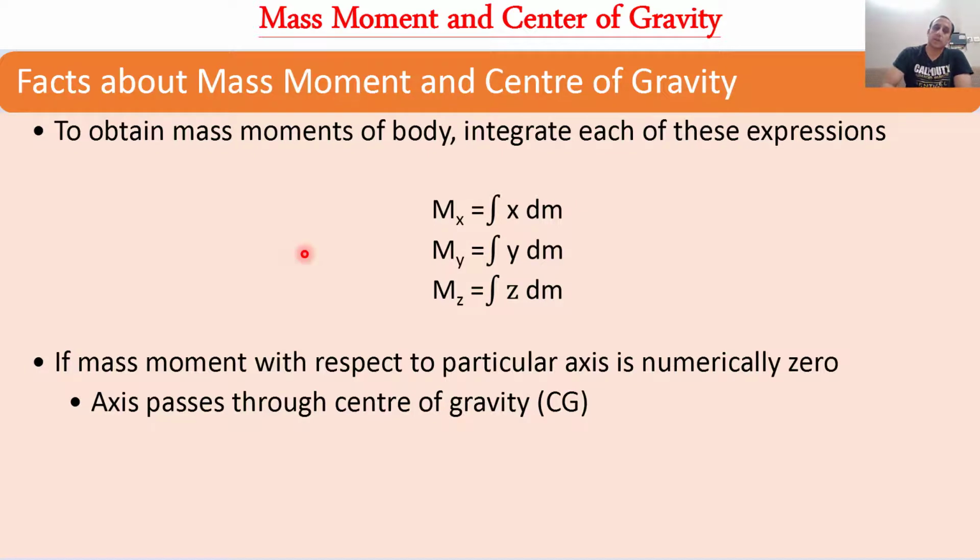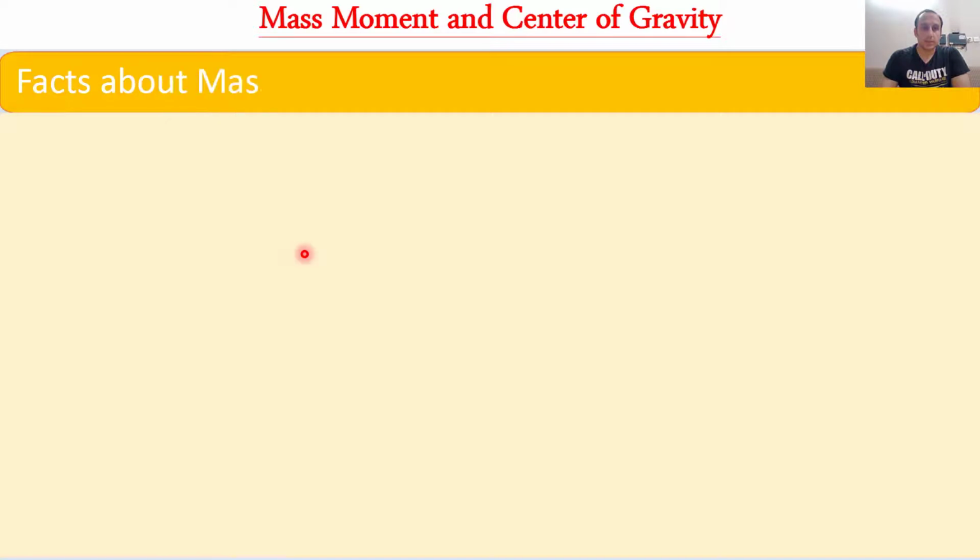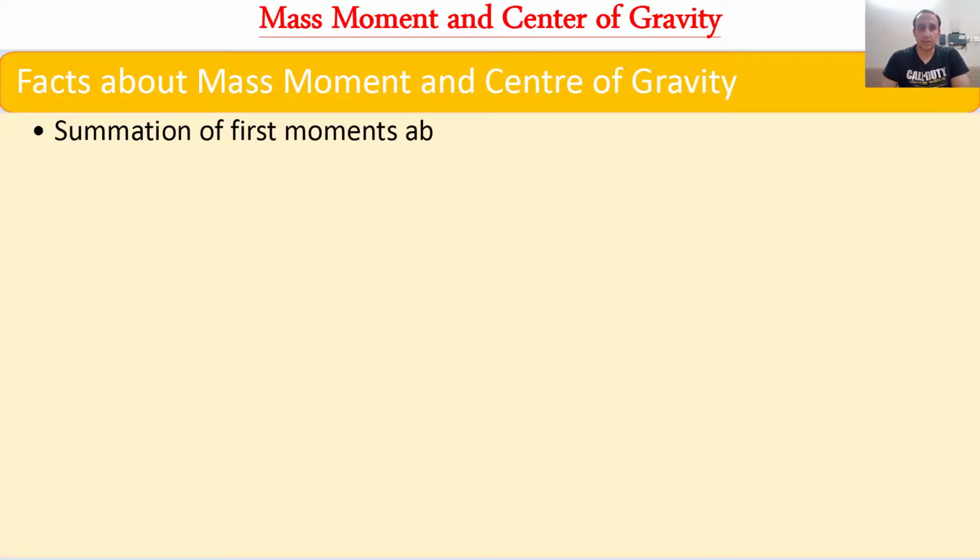So that's why if the axis of interest is passing through the CG of a particular part, then the mass moment is equal to zero. Okay, so the topic of mass moment is still continuing. So this is another fact.